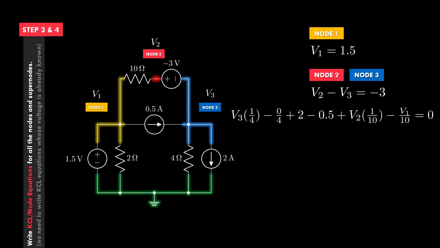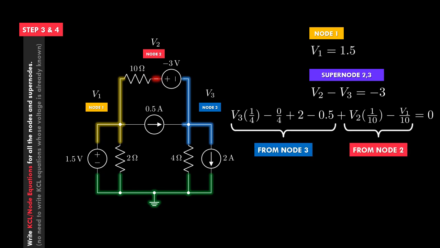This is also a mix of node 2 and node 3. Just look at who is the VIP of this equation. Both V2 and V3 have positive signs in front of them, so both of them are VIPs. In a nutshell, in this example, node 2 and node 3 are always associated with one another. So we call this a supernode that contains node 2 and node 3. The way you write a supernode equation is that you just ignore the voltage source that's causing the problem and write the node equations for the nodes.